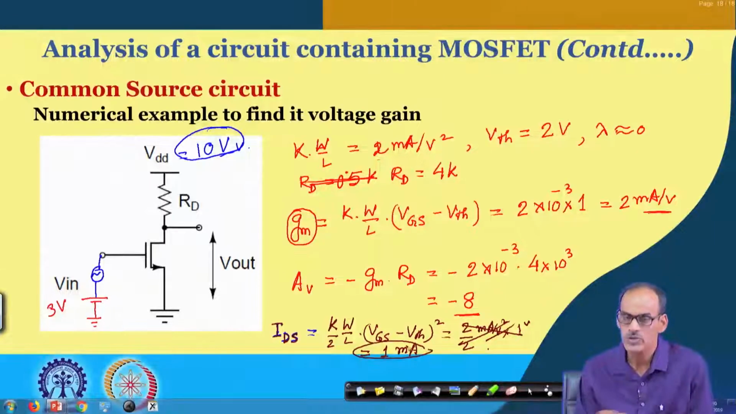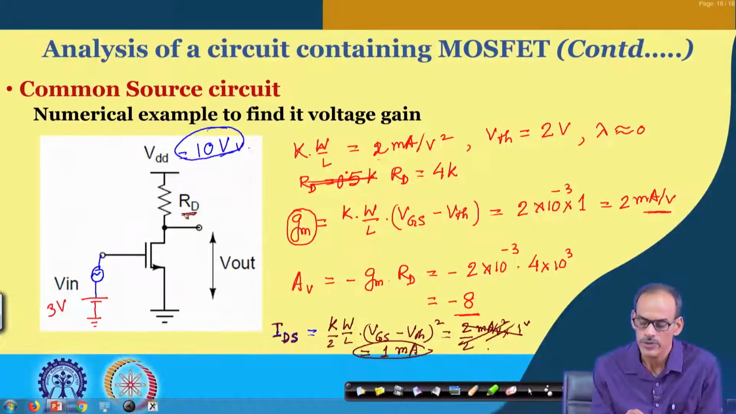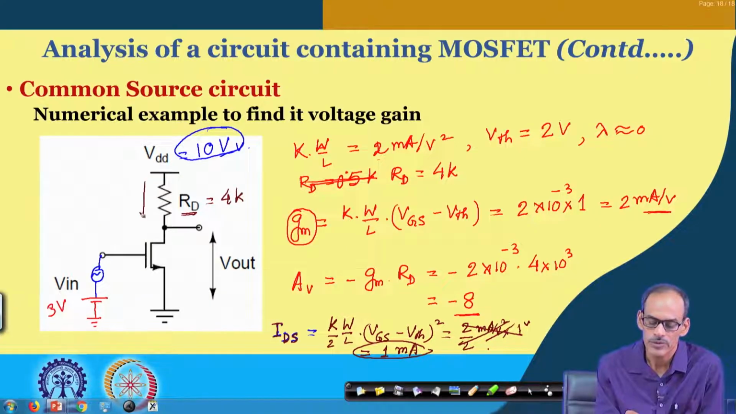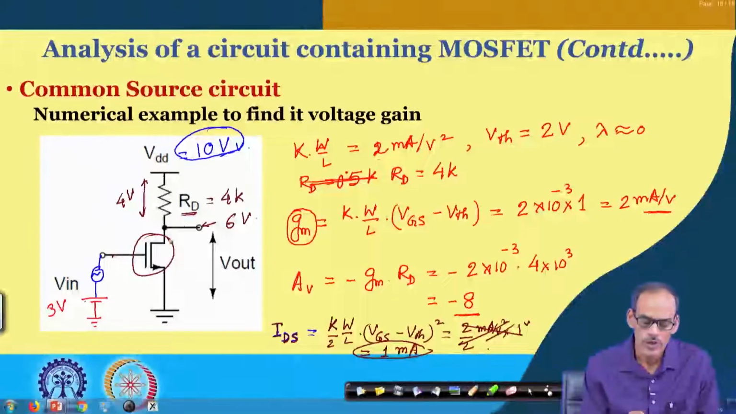Once we have this 1 milliampere of current flowing through this device, and it is flowing through this 4K, then the drop across this 4K is 4 volt. So, that makes this voltage equal to 6 volt. We do have 3 volt here DC wise and this is 6 volt. So, definitely that ensures the device is in saturation region. So, we have picked up appropriate values of the resistance and this voltage.